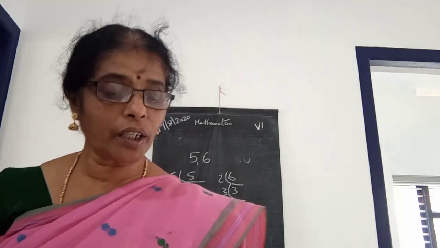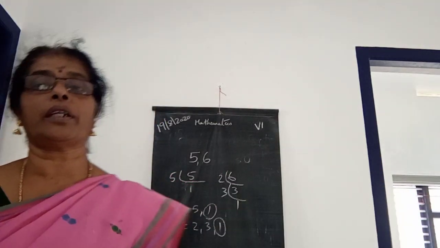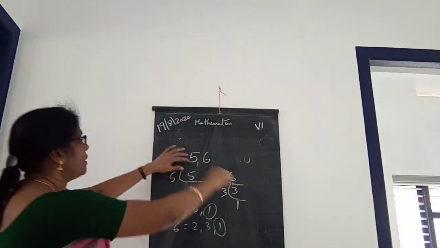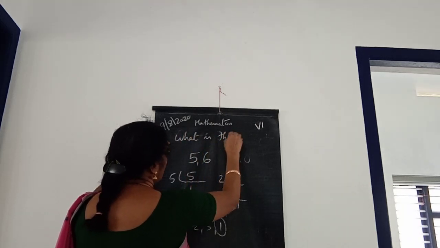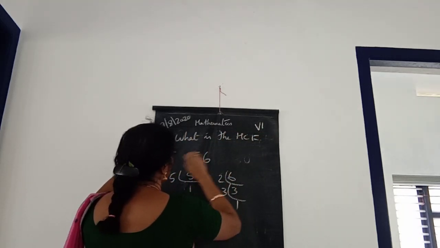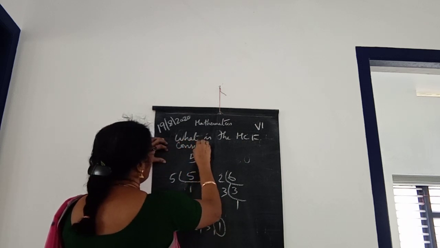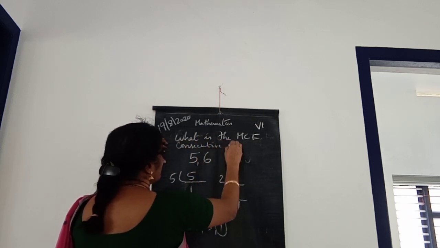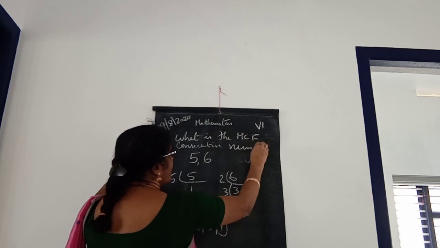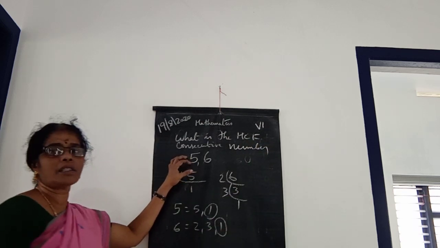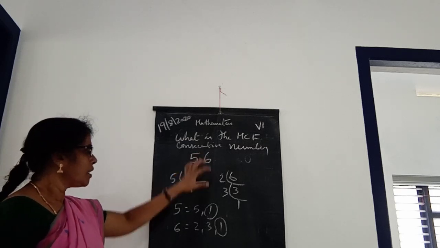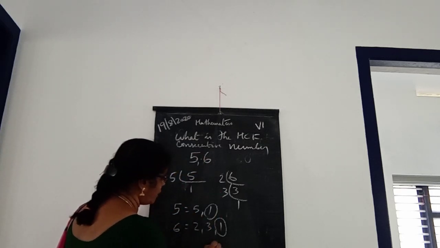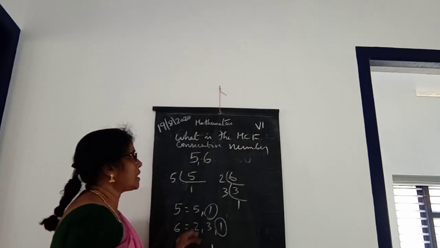So the answer: what is the HCF of consecutive numbers? We can take these consecutive numbers as 5 and 6. If we take 5 and 6, what is the HCF of that? 1. 1 is the HCF.